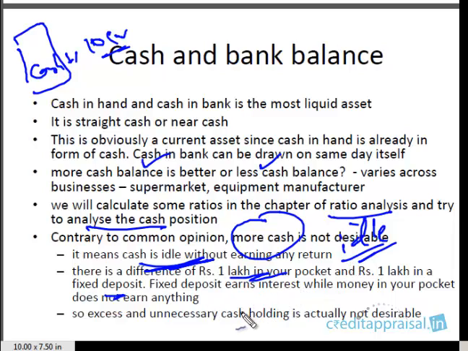At the same time, I'm not saying let us maintain zero cash, because you also need cash. You need cash to pay salaries. Cash is what you're going to pay the raw material supplier. So cash is also important. So what is that ideal cash? What is that balance? How are you going to balance that?